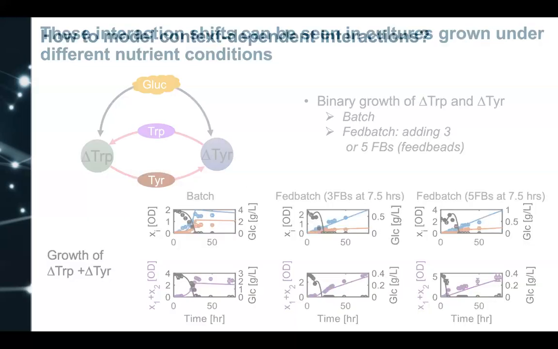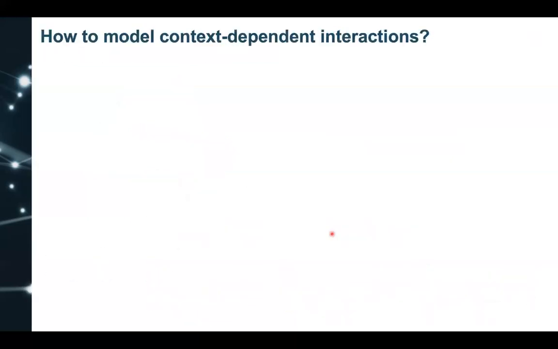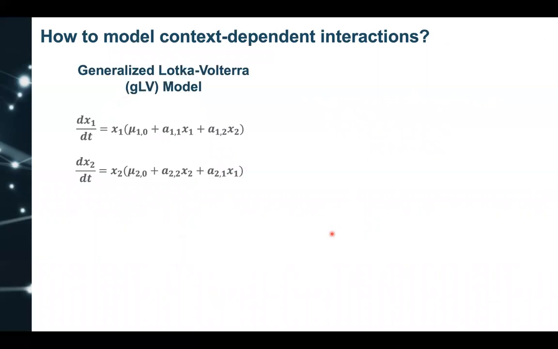Well, how can we model this? How can you model context-dependent interactions? There's a couple different methods. One of them is generalized Lotka-Volterra models. These are great. They strictly show the rate of change of a species' growth in terms of both itself as well as any of the species within the community.